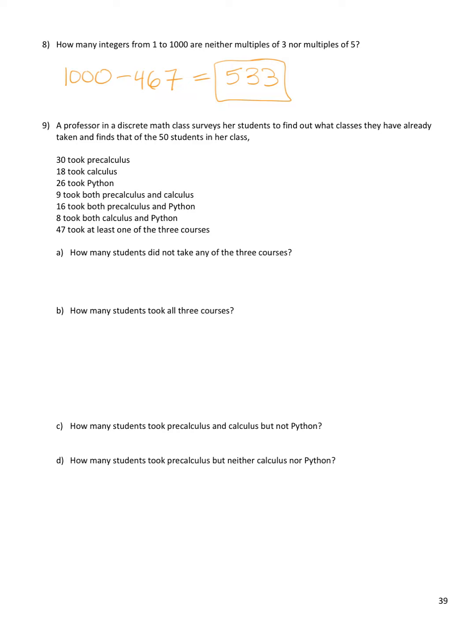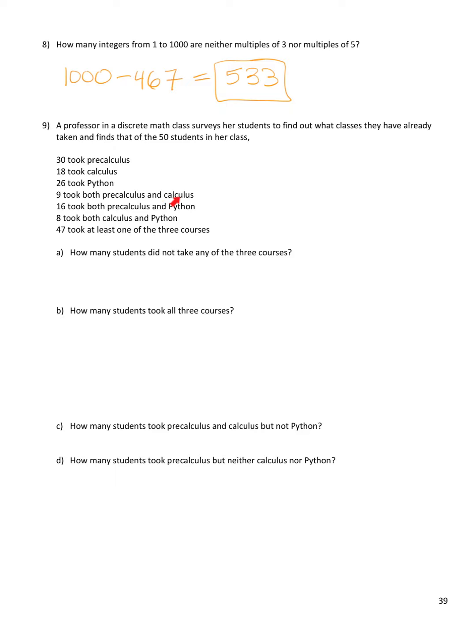Okay, last example. A professor in a discrete math class surveys her students to find out what classes they have already taken and finds that of the 50 students in her class, 30 took pre-calc, 18 took calc, and 26 took Python. Now, these are numbers like 30 students checked off that they took pre-calculus. That doesn't mean they only took pre-calculus. They could have taken pre-calculus and other things. Same with calculus and Python.